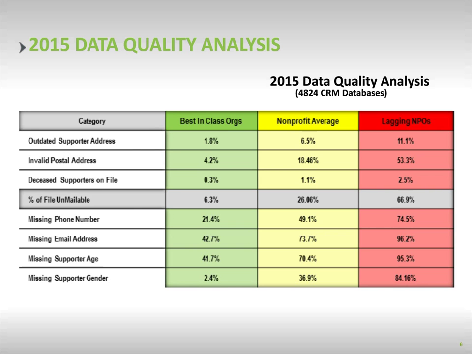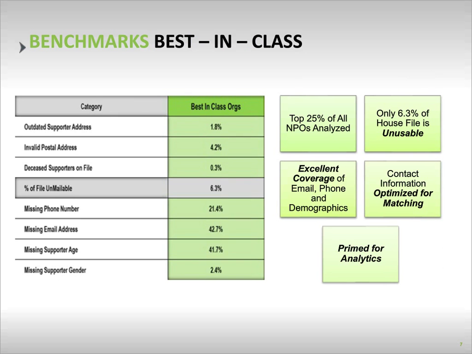So best-in-class organizations, just taking a quick look at them. This is the top of the pyramid in terms of organizations that are maintaining the accuracy of their database. As you can see, the top 3 statistics are looking fantastic. Outdated supporter information, less than 2%. Typically, about 2% of your file will go bad every quarter. So about 2% of your database will move quarterly. So they're averaging that they have updated their database with address information within the last 90 days. Invalid postal addresses, looking at 4.2%. Would love to see that number getting a little bit lower.